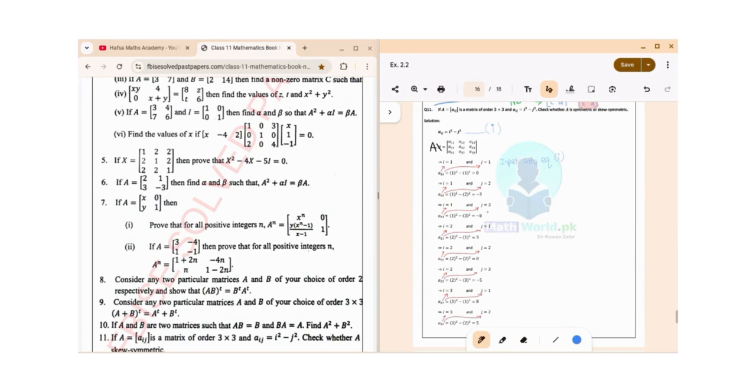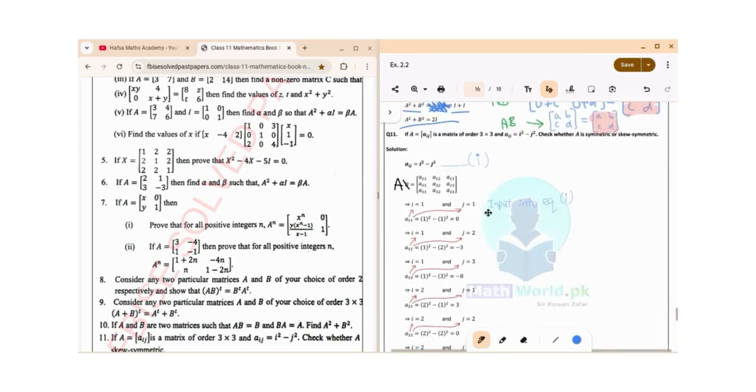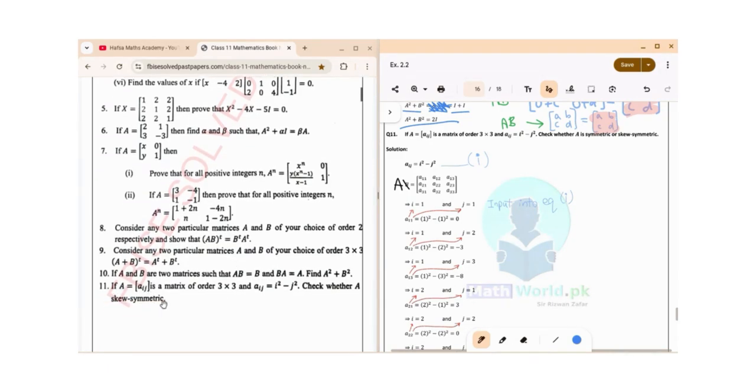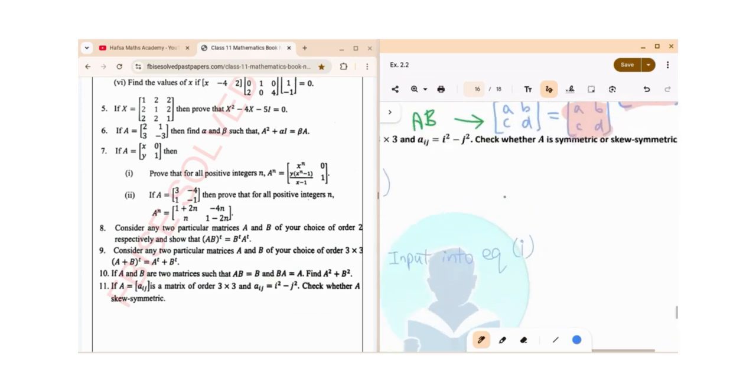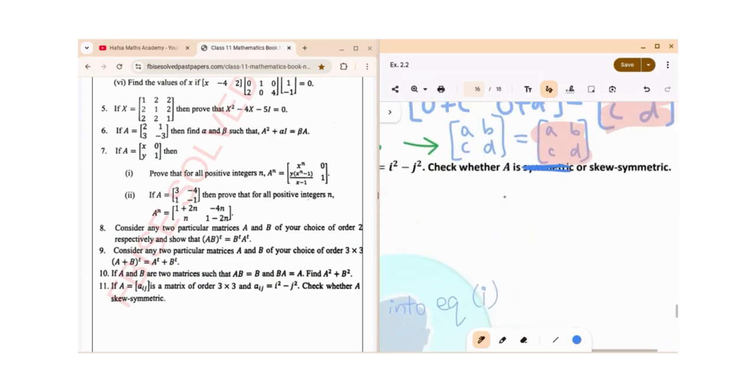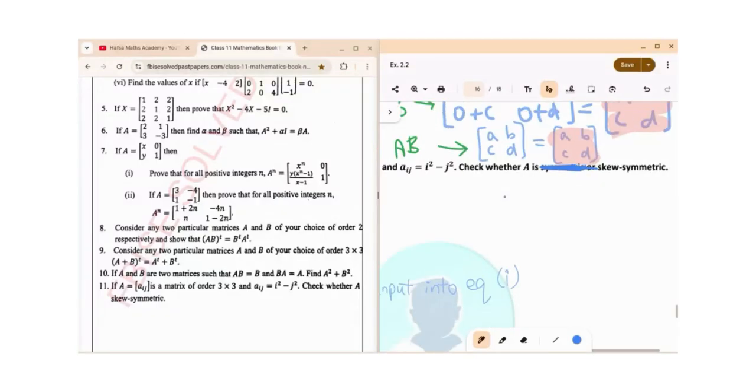Okay, now this next question is question number 11. If matrix A is equal to this, a matrix of order 3 by 3, and the values inside use the formula I squared minus J squared. Check whether A is symmetric or skew symmetric. Okay, wait, but in your book it only says skew symmetric, so I guess we're just going to cut that part out. Check whether A is skew symmetric.